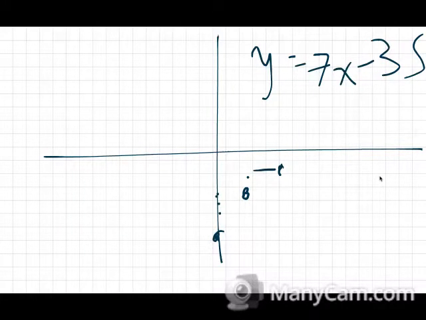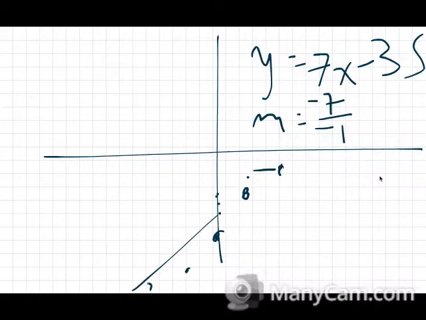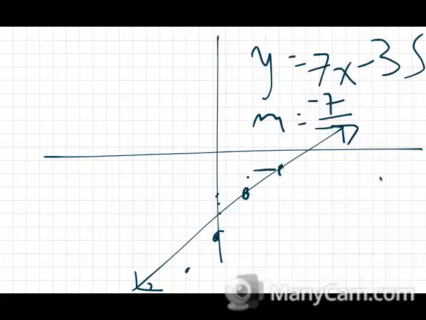Or what I can do is go down 7 to the right one, because our m can also equal -7 over 1. So I can do that, and then there's my graph. So you can see that this way is more efficient in my eyes. So on the next page, I want you to find the equation of the slope and also graph it.